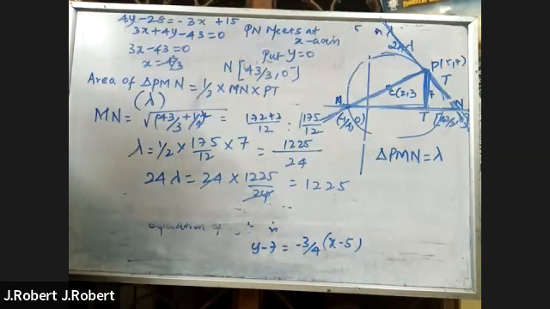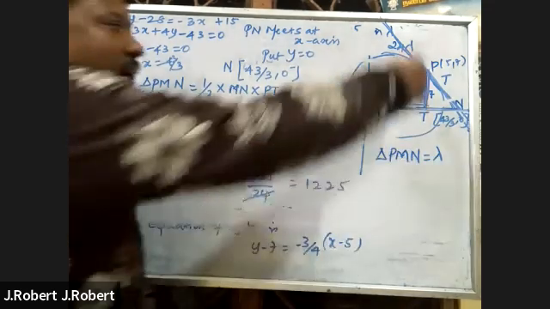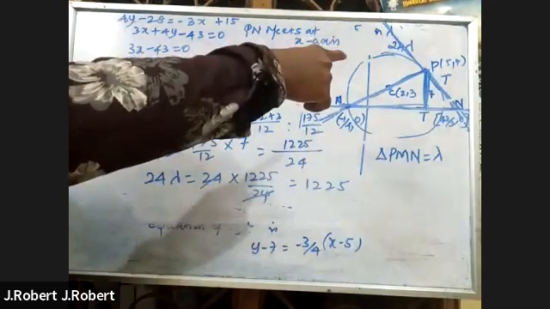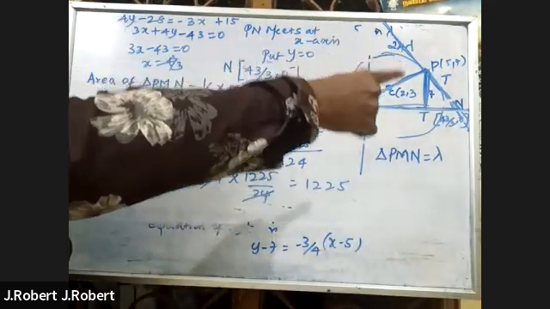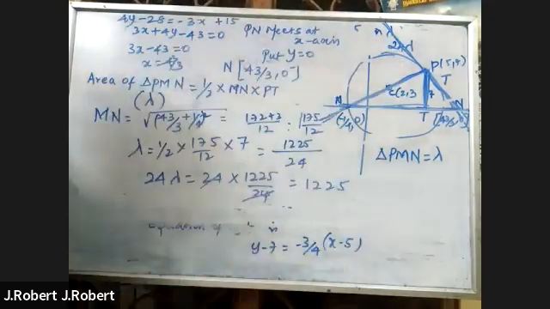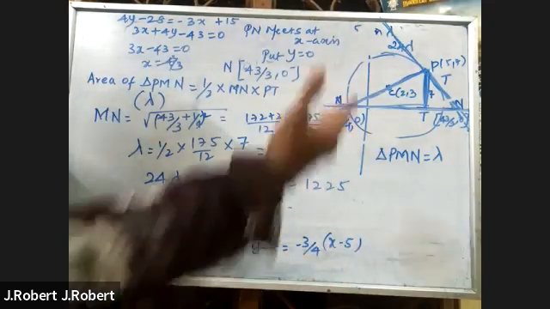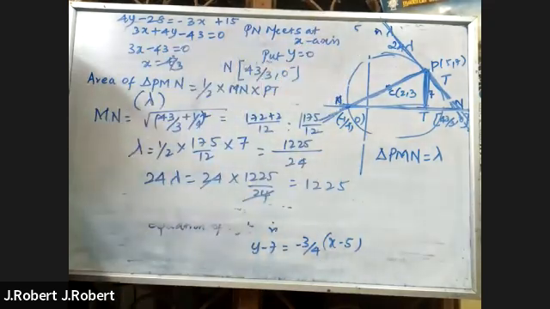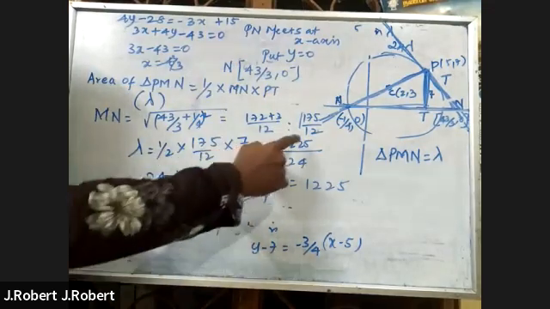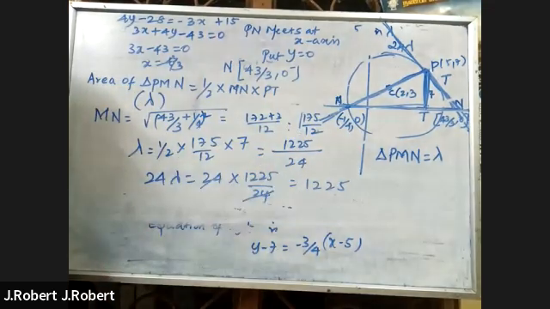So MN can be found easily. MN is equal to the square root of (x2 minus x1) the whole square plus (y2 minus y1) the whole square. y1 and y2 are the same, so the square cancels. We'll only get 172 plus 3 by 2, 175 by 12. That is MN. Now PT, the height of the triangle. P is already given as 5, 7. Taking it vertically, we have to take the y value. So y is 7 from 5, 7. Therefore we directly put 7. Substituting, the value of lambda is 1225 by 24. We want to find out 24 lambda, so 1225. Next one.